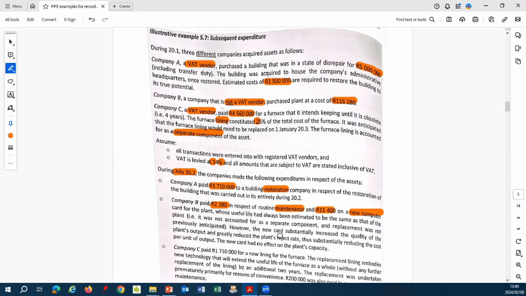The new card has substantially increased the quality of the plant's output and greatly reduced the plant's reject rate, thus substantially reducing the cost per unit. So this information shows that by spending that 11,400, we are getting greater inputs, showing us that the recognition criteria is met. The new card had no effect on the plant's capacity.